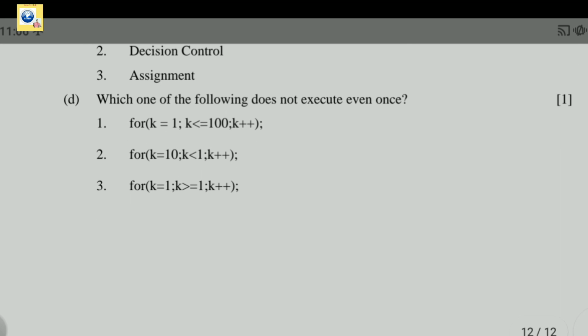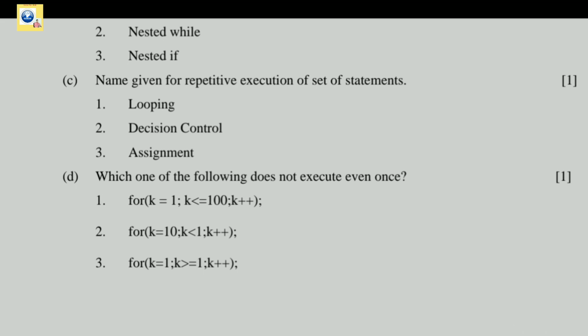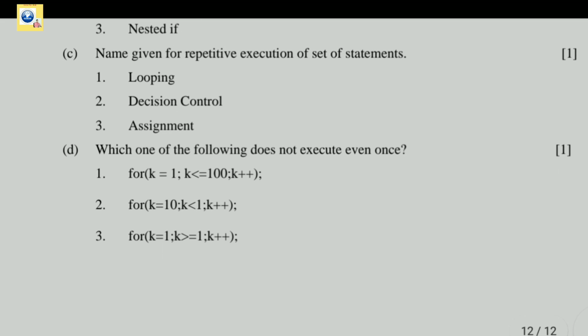Let us go to question number D. Which of the following does not execute even once? So look at these statements. First is k equal to 1, k is lesser or equal to 100, k plus plus. So it is going to be executed 100 times. Second is for k equal to 10 and k is lesser than 1, k plus plus. K value is 10, but 10 is not lesser than 1. So it's not going to be executed even once.